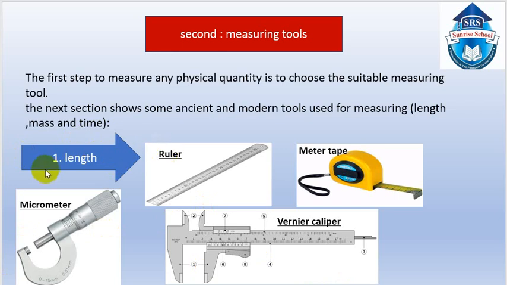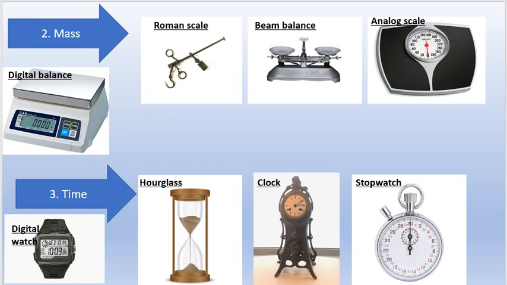As we see, the measuring tools for length: ruler, meter tape, micrometer, and Vernier caliper. Number 2, mass: Roman scale, beam balance, analog scale, digital scale. Time: hourglass, clock, stopwatch, digital watch.